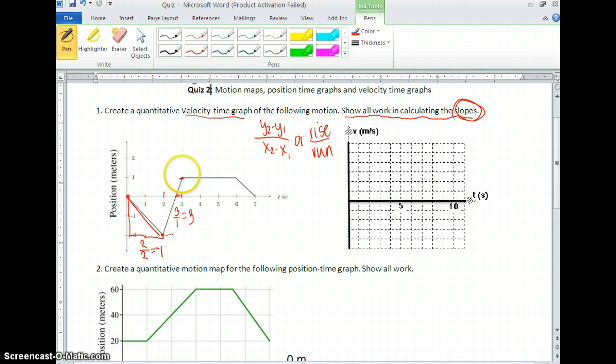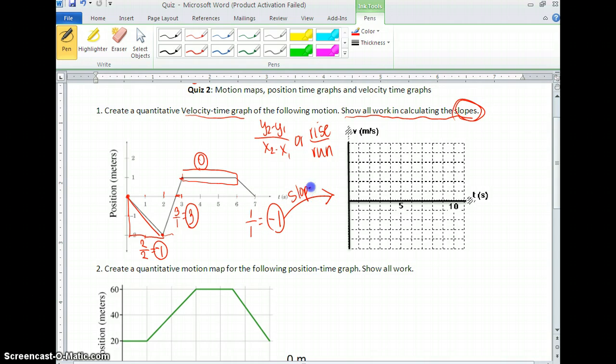Now we get to the next line, this segment right here. Notice that this segment is flat. Flat should automatically clue us in that it has no speed. It didn't move. For the very last part, if we do rise over run, it rose 1 and ran from 6 to 7, so it ran over 1. Notice again that the line went down, so it would be a negative 1. These are the numbers that we are going to put onto our velocity time graph.